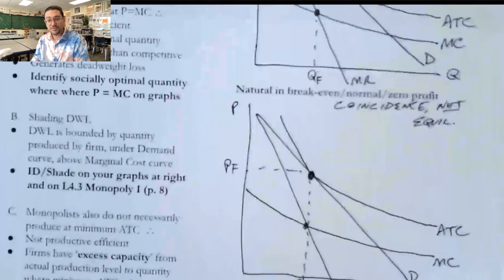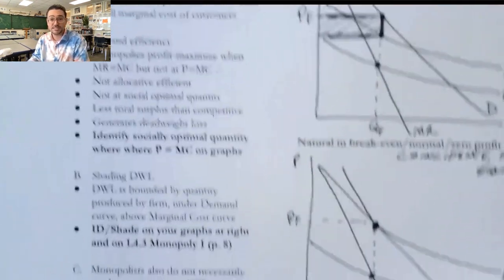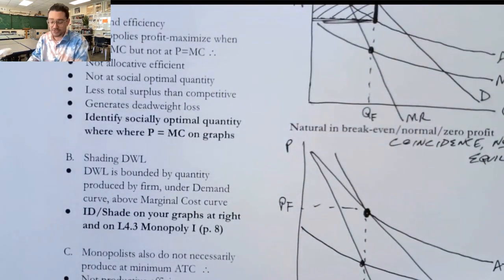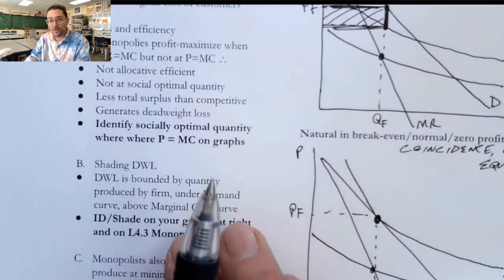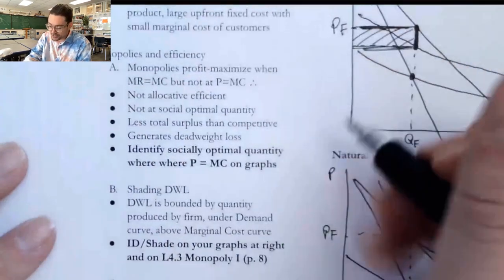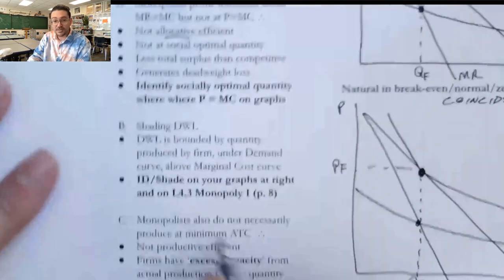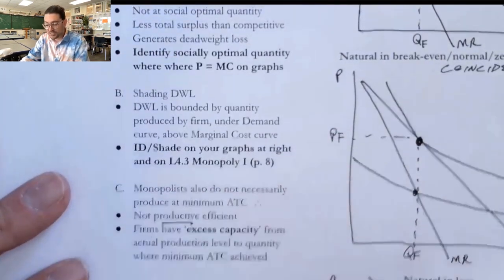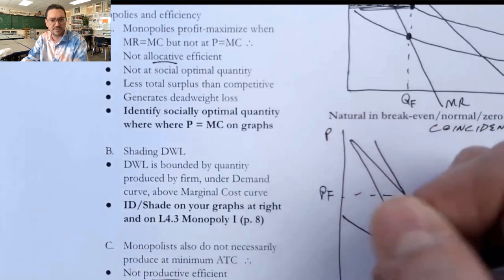Okay, now the second part of the lesson today, aside from understanding natural monopolies, is understanding that monopolies are not efficient. And they're not efficient in two different ways. They are not allocative efficient, and they are also not productive efficient. So we're going to talk about allocative efficiency first, and then we'll come back to look at productive efficiency.